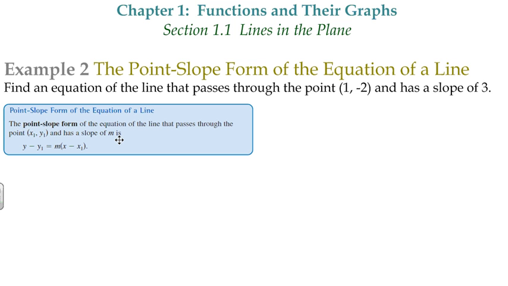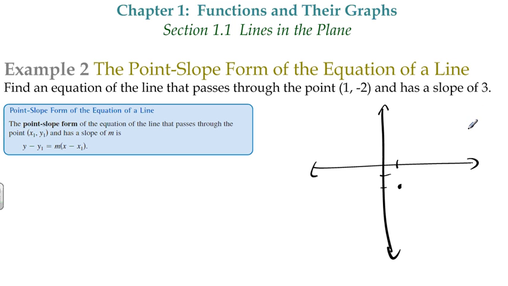I'm just going to draw a little sketch of this real quick graphically. It's not required, but just so that we can visually see what's going on here, that may be just a tad bit helpful. So I'm just going to draw a quick coordinate plane. And it says we have the point (1, -2). So that's this guy right here. And it says that it has a slope of 3.